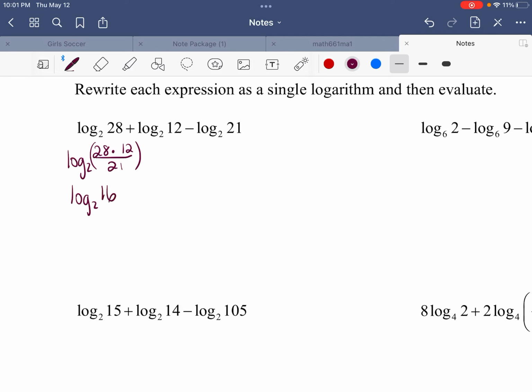All right. Now, 2 to the x equals 16. Okay, so some number raised to another exponent of x is going to equal 16. And that number has to be 4 because 2 to the 4 equals 16. So this equals 4.